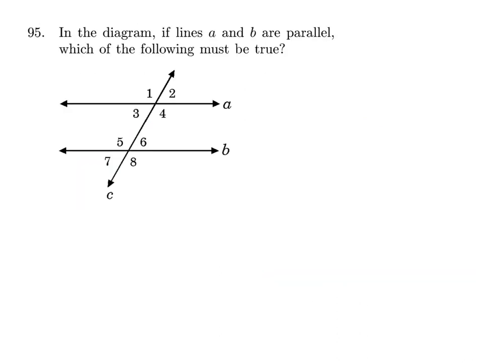In the diagram, if lines A and B are parallel, which of the following must be true? There are no answer choices here, so let's just understand this. These are corresponding angles. These are consecutive interior angles. Corresponding angles are equal. Consecutive interior angles add up to 180. These are alternate interior angles. These are alternate exterior angles. These are vertical angles. These are a linear pair. Make sure you know all those relationships. Going on to the next problem.